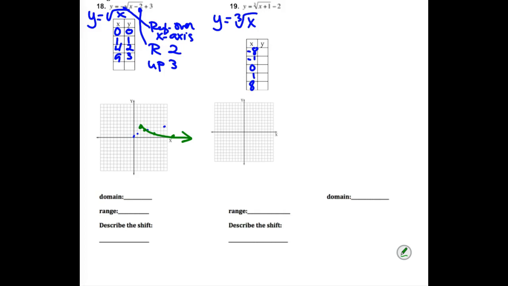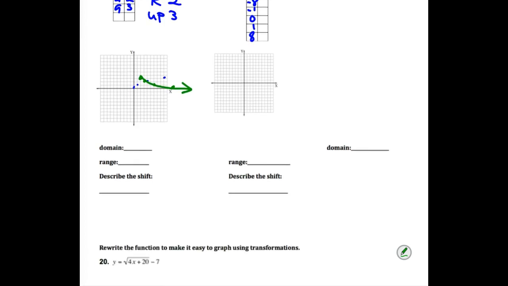Now, based on that green graph, what is the domain? What do we know about our x's? Greater than or equal to 2. And my y values are less than or equal to 3. Yes? 3 is the highest y value I use. All right. And we described the shift up there already.